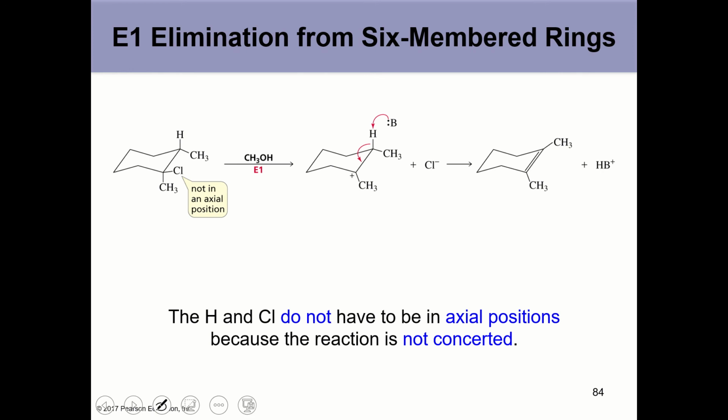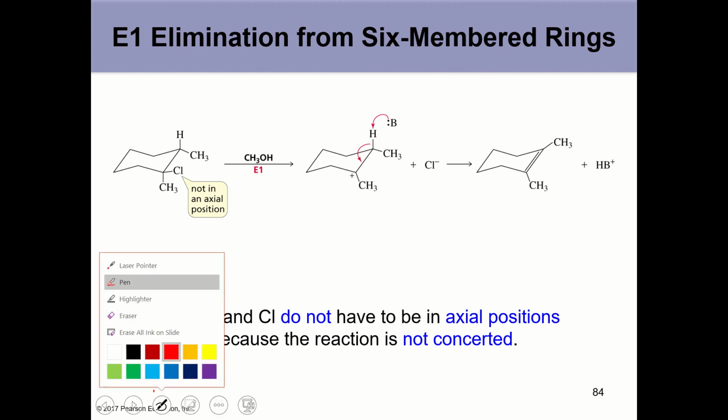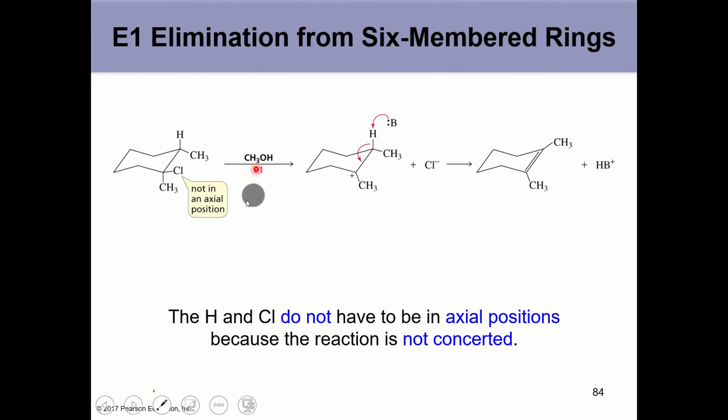For E1 elimination, it does not matter if the chlorine and hydrogen are axial because it goes through a carbocation. So remember, for E1, the carbocation, we don't have to be anti. In E1, the H and Cl do not have to be in axial positions. And that's because it's not a concerted reaction.